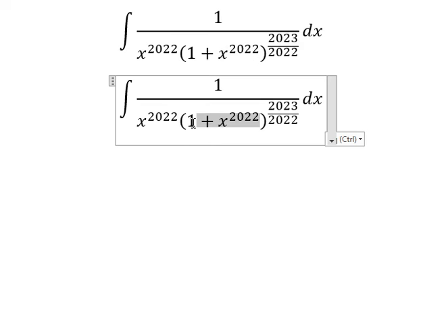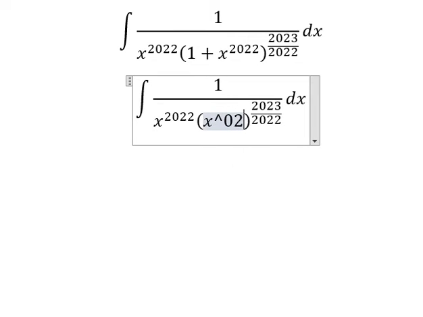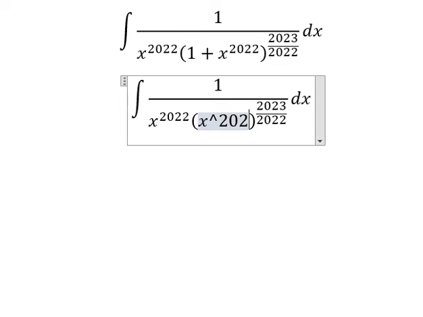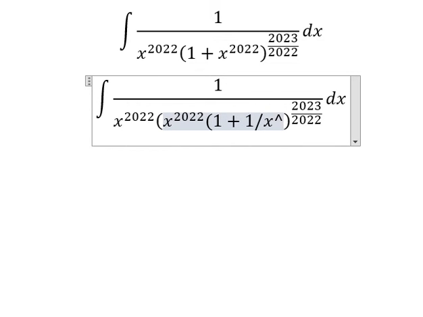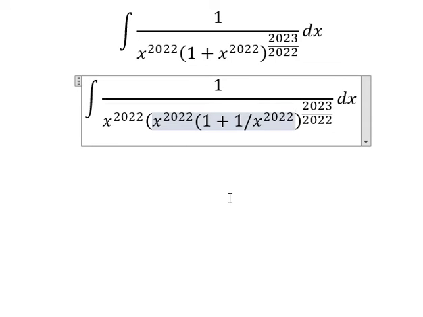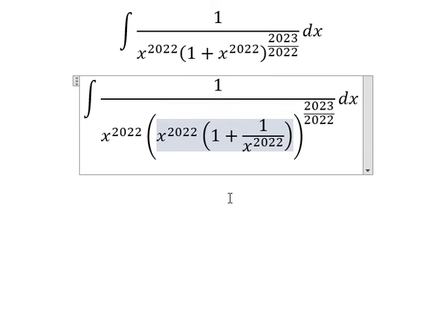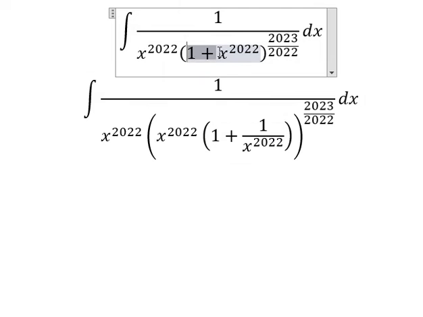About this one, I can put into x to the power of 2022 multiplied by 1 plus 1 over x to the power of 2022, because this one with this one we got this one.